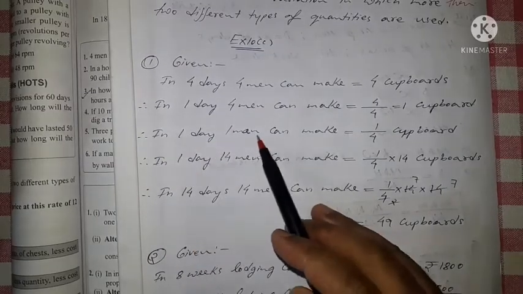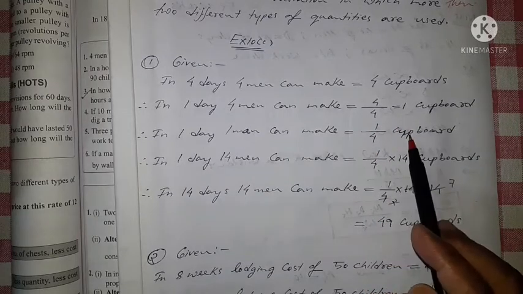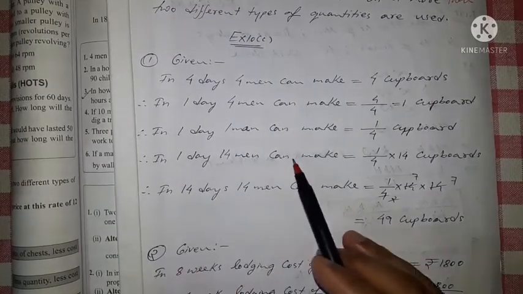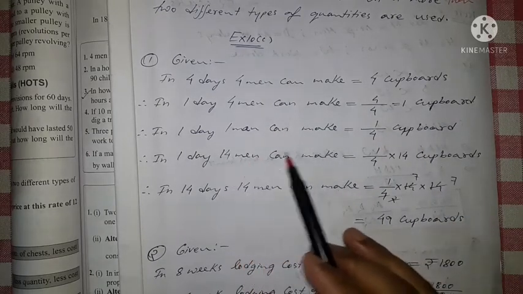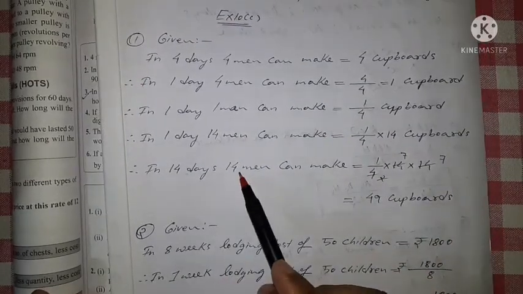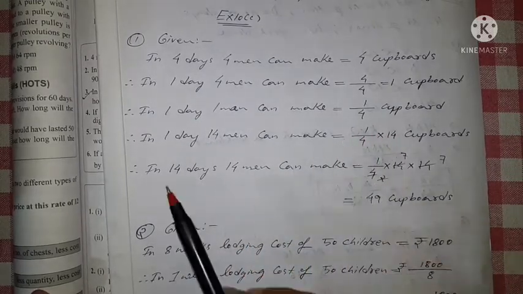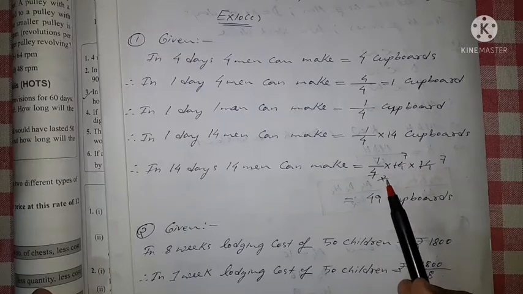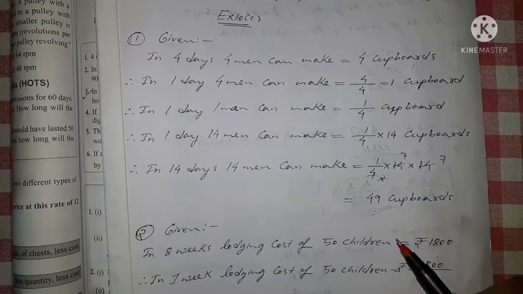Therefore in 1 day 1 man can make 1 divided by 4, that is 1 by 4 cupboards. So in 1 day 14 men can make 1 by 4 into 14 cupboards. Therefore in 14 days 14 men can make 1 by 4 into 14 into 14. If we cancel out, it becomes 49 cupboards. So the answer is 49 cupboards.